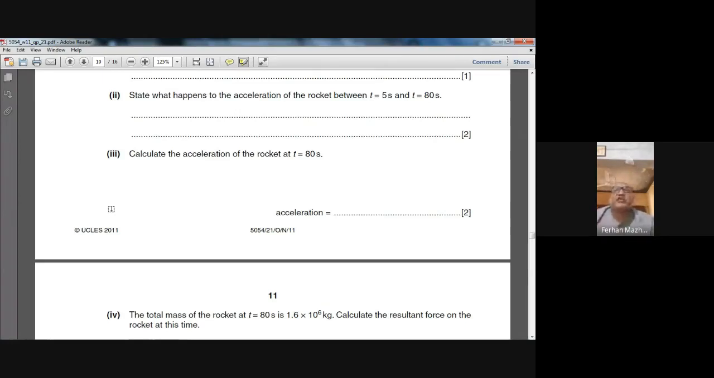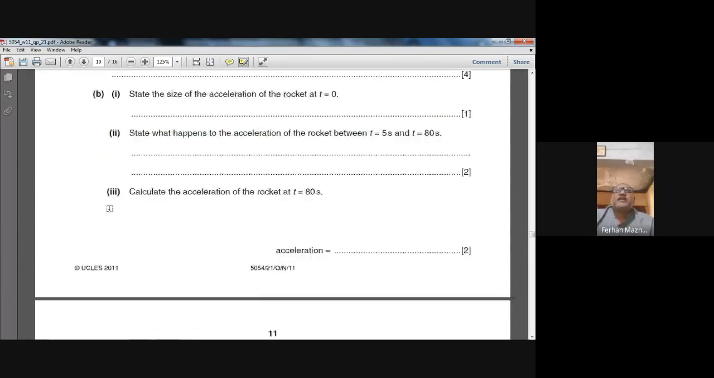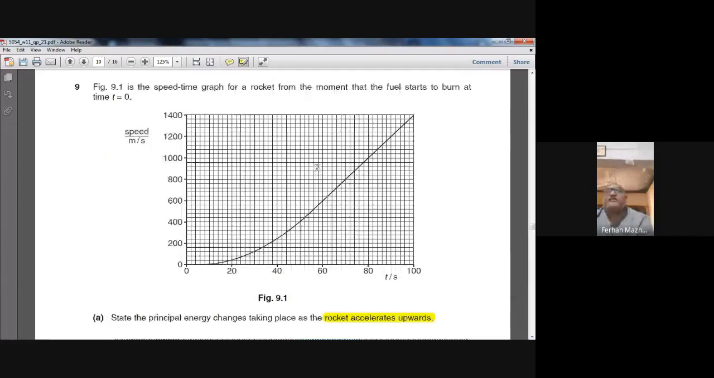Calculate the acceleration of the rocket at t equals 80 seconds. Let's go to that graph and we will see. You see, let me increase the size so you can see it clearly.